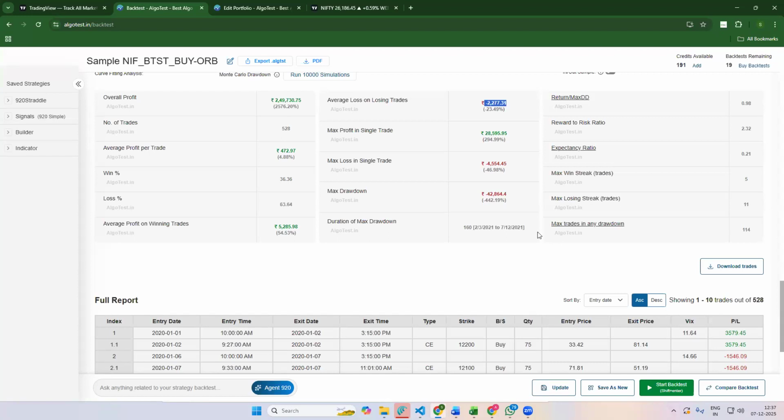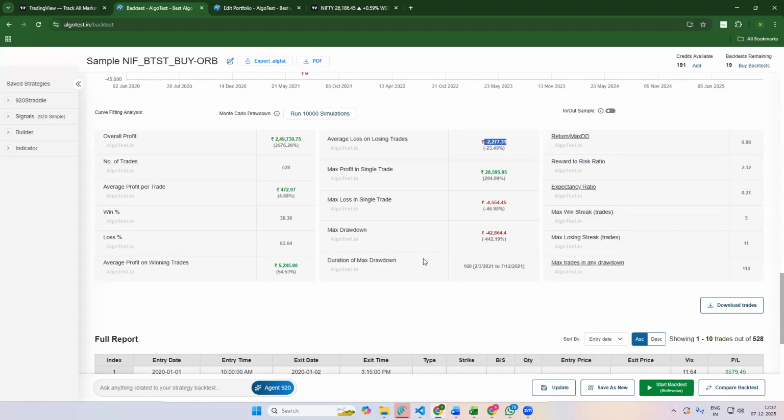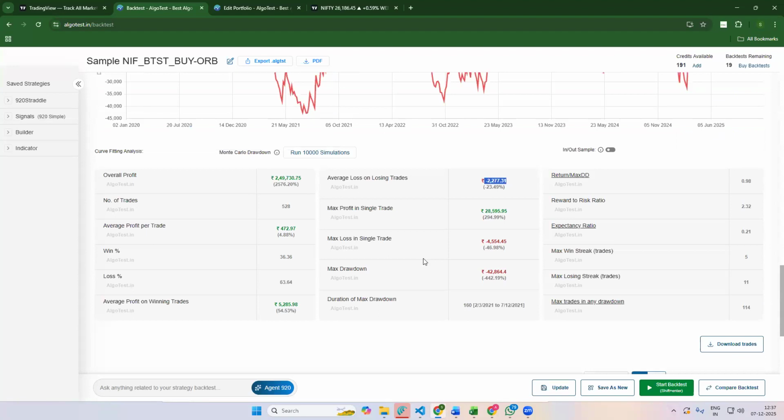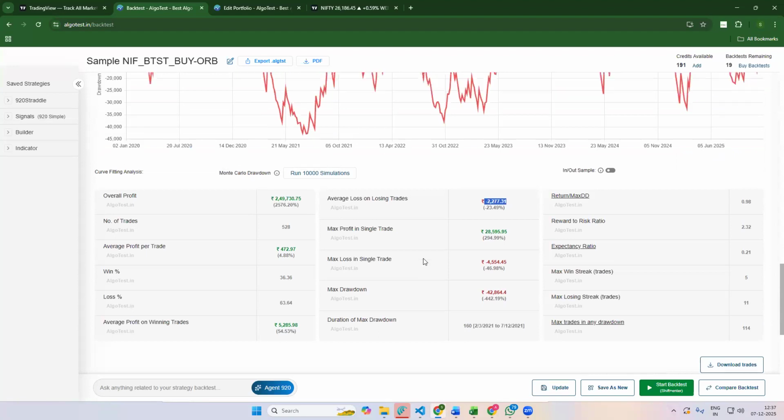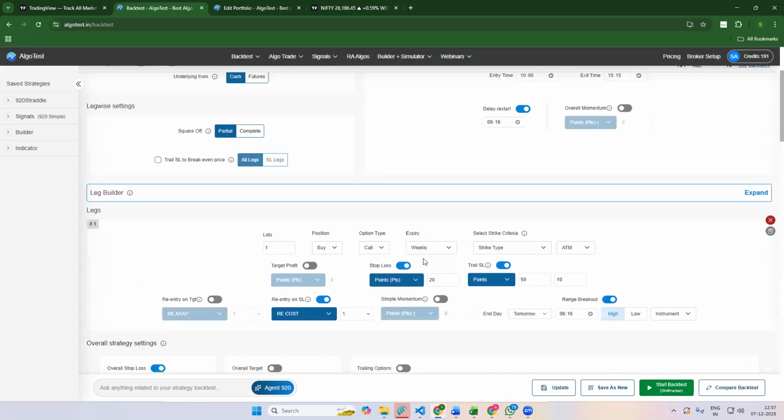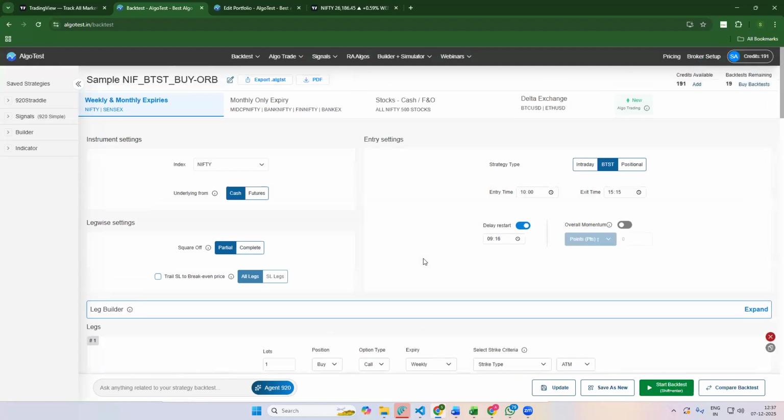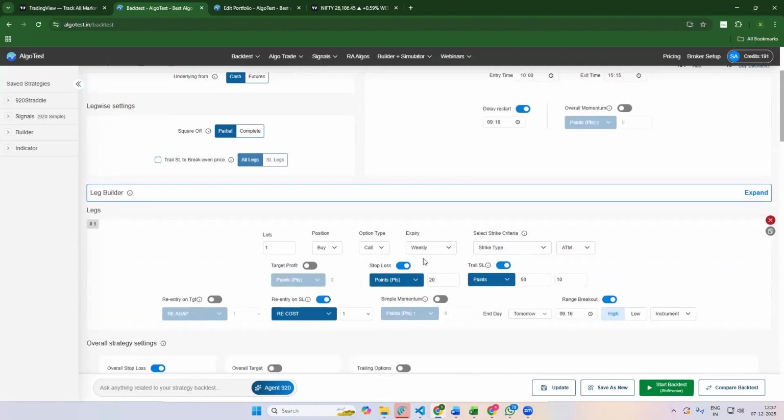Okay. So any more questions? Can you share this file, the .algo file? Yeah, we have another hand-holding group. In that hand-holding group, we do share all the strategy files.